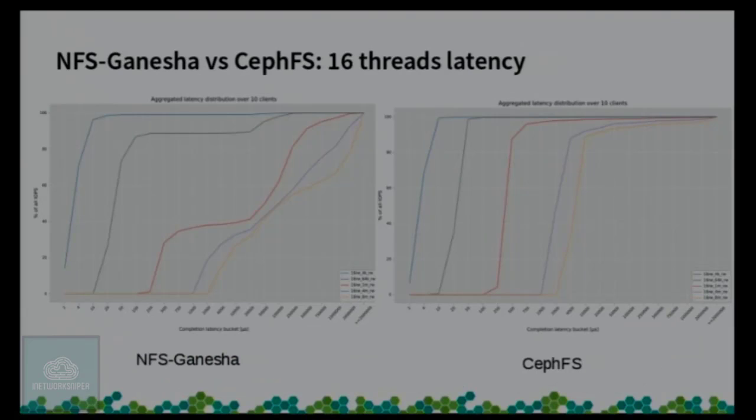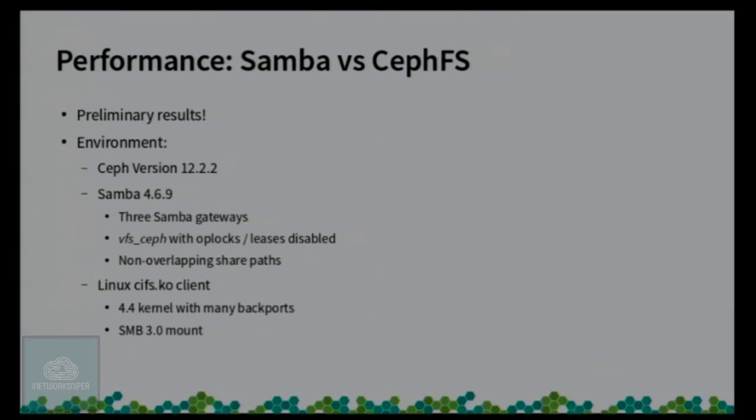This is the latency graph. As you can see, when number of threads increases, Ganesha's latency is, of course, higher. Now I will hand over to David.